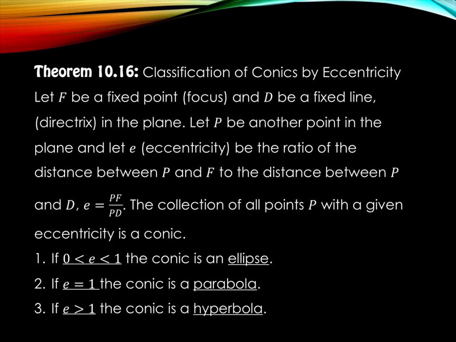Now, depending on what that eccentricity value is will depend on what kind of conic we have. If it's between 0 and 1, we have an ellipse. If it's equal to 1, we have a parabola. And if it's greater than 1, we have a hyperbola.